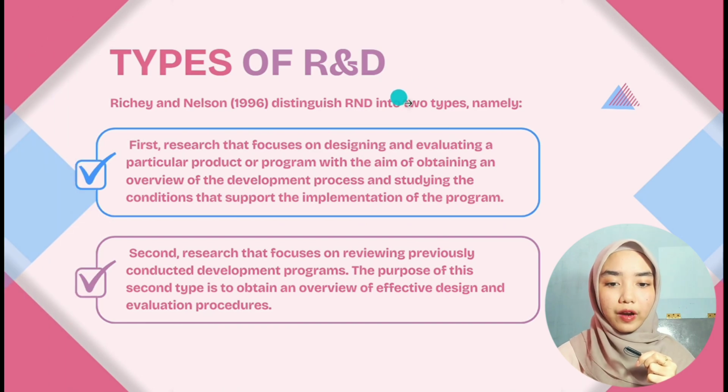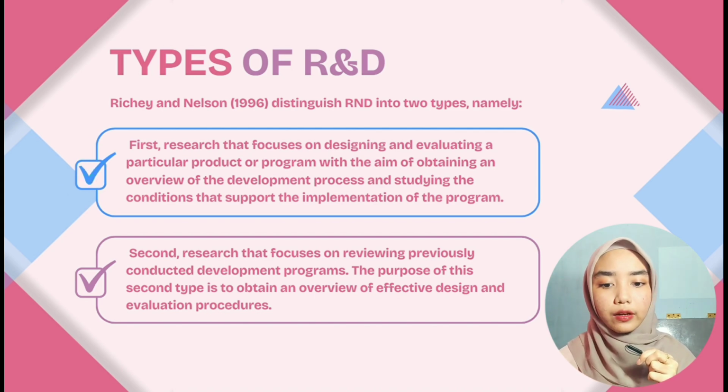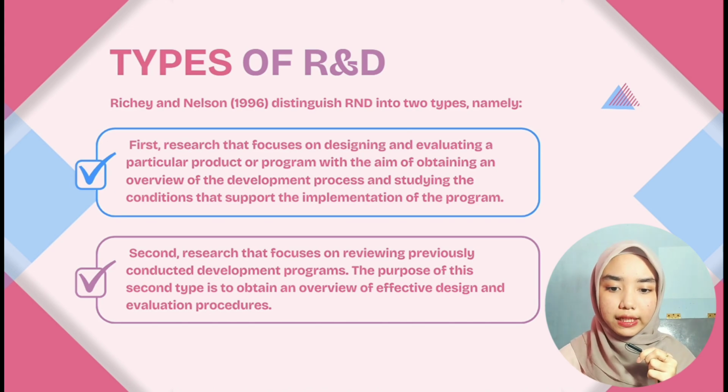Next is the types of R&D. So, based on Ricci and Nelson 1996, distinguish R&D into 2 types, namely, first, research that focuses on designing and evaluating a particular product or programs with the aim of obtaining an overview of the development process and studying the conditions that support the implementations of the programs. And the second, research that focuses on reviewing previously conducted development programs. The purpose of this second type is to obtain an overview of effective design and evaluation procedures.